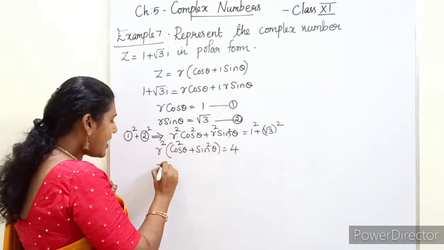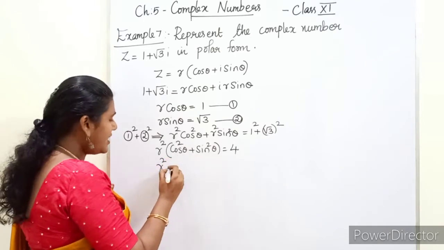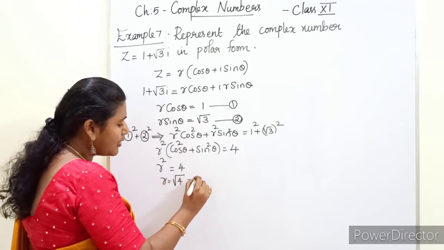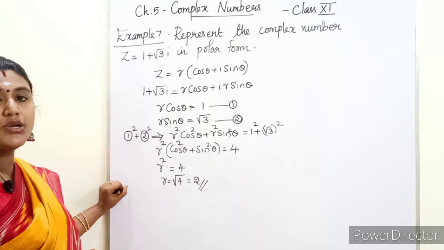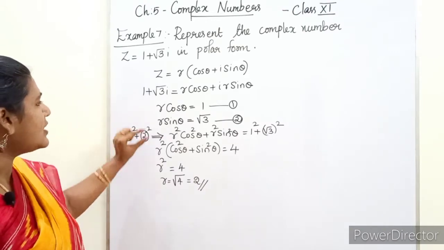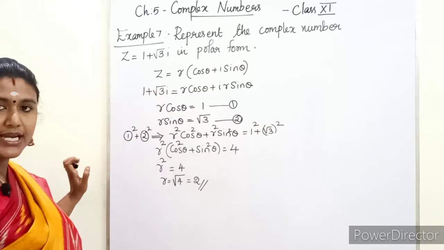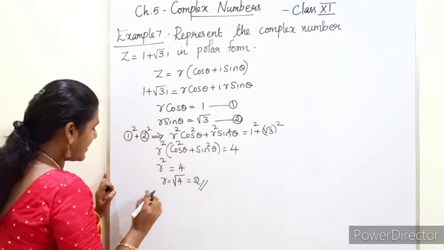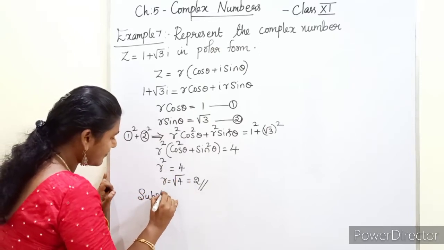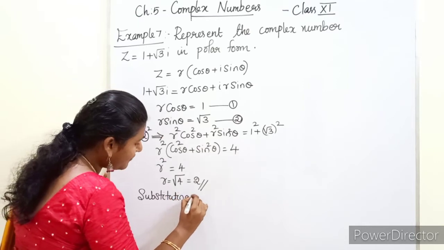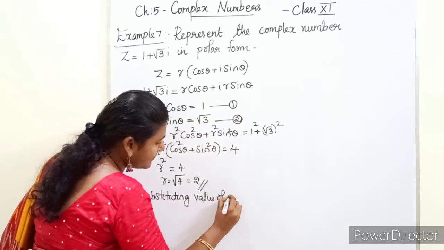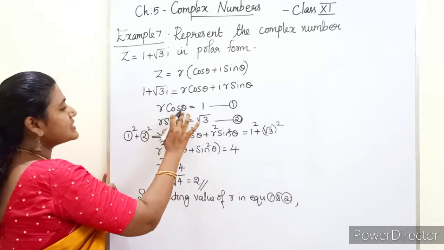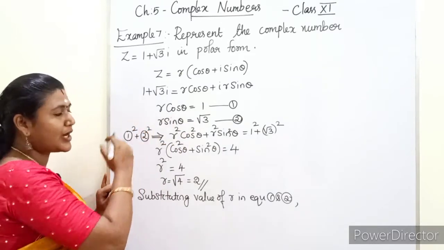So what am I getting? r square times 1, since this value is 1, so r square is equal to 4. So r is equal to root 4, which is 2. So we got the value of r as 2. Now we will substitute this value of r in the first and the second equation, so we can find the cos theta and sin theta values from this.